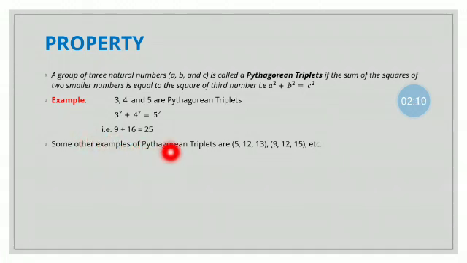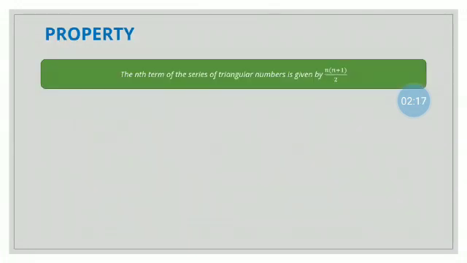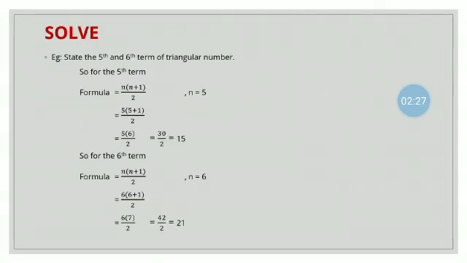Some other examples of Pythagorean triplets are 5, 12, 13, 9, 12, 15, etc. The next property. The nth term of the series of triangular numbers is given by n into n plus 1 upon 2. So we have to remember the formula. So solve. State the fifth and sixth term of triangular numbers.